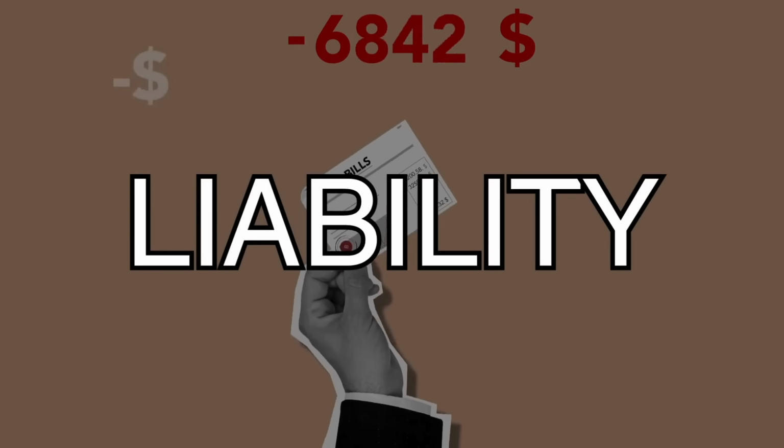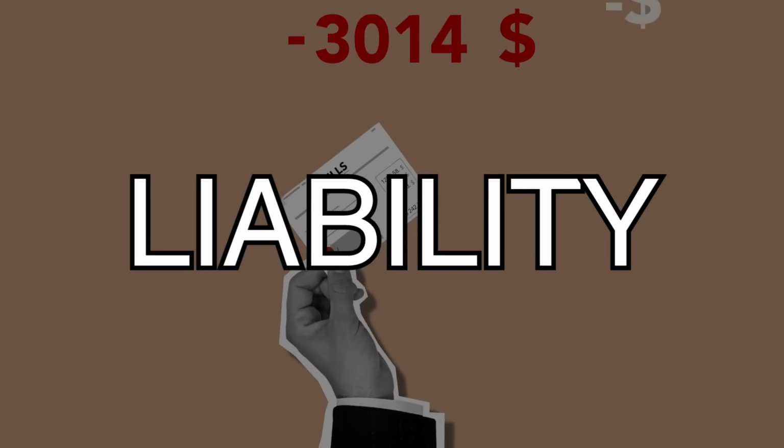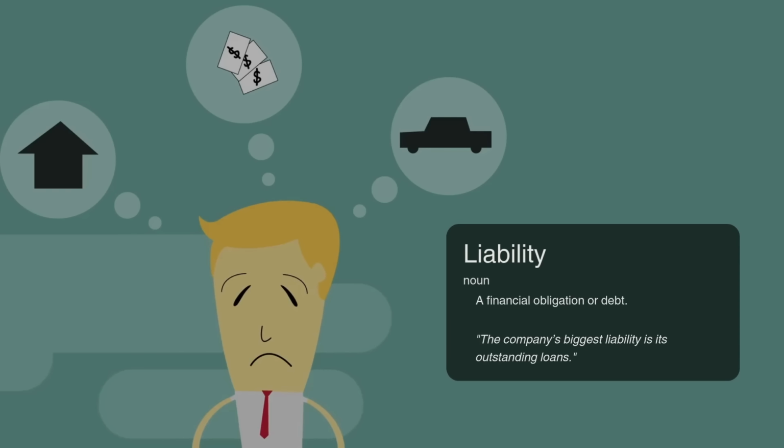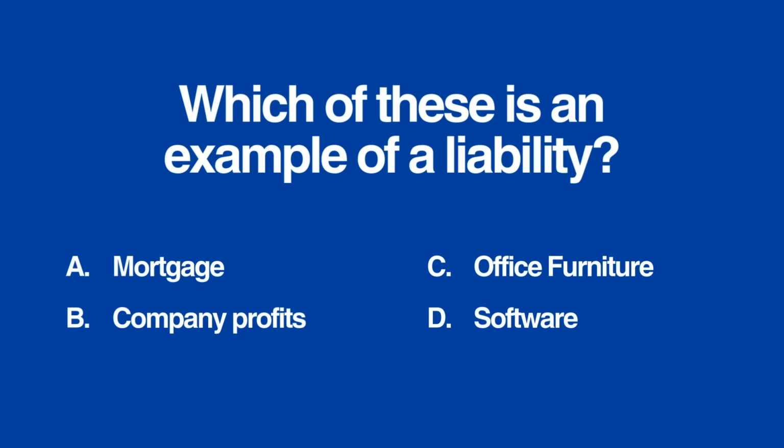Our third term is liability. Liability means a financial obligation or debt. Our example sentence: the company's biggest liability is its outstanding loans. Which of these is an example of a liability? A mortgage, company profits, office furniture, or software? The correct answer is mortgage, which of course is a type of bank loan.